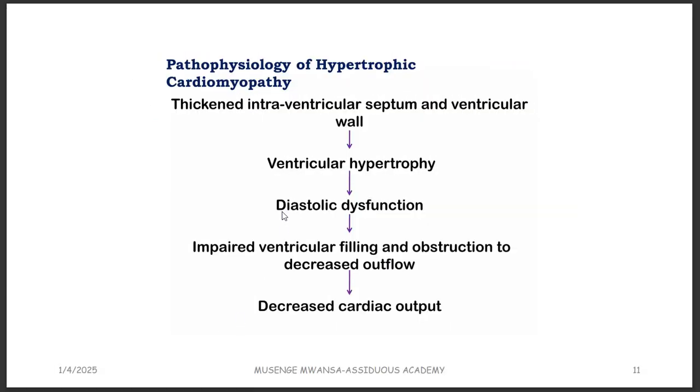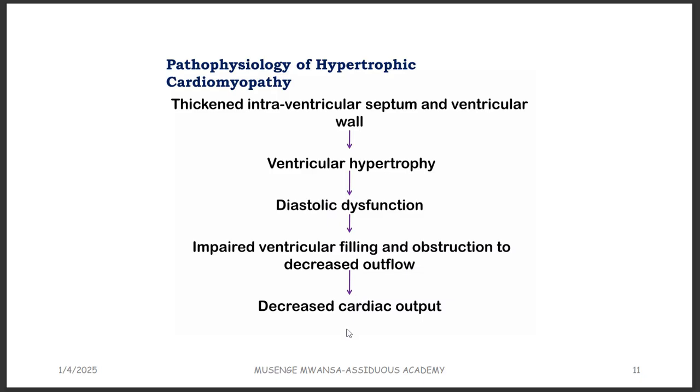So what happens really? There is a thickened intraventricular septum and ventricular wall. When this thickens, the ventricular outflow tracts are obstructed, and so the ventricles hypertrophy in order to push blood away, and that is going to lead to diastolic dysfunction. The ventricles can't accommodate blood, they can't relax because they are thick, they are small chambers, and that leads to impaired filling, right? And due to obstruction, that leads to decreased flow.